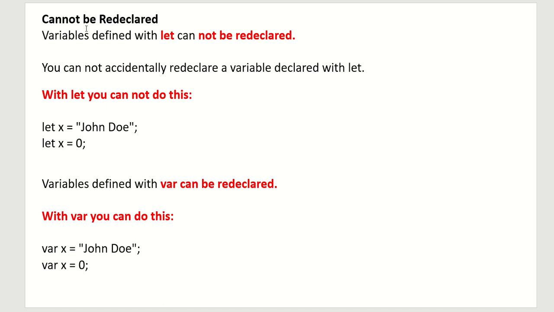Cannot be redeclared, what exactly does it mean? The variables defined with let cannot be redeclared. You cannot accidentally redeclare a variable declared with let. That means with let you cannot do this: let x equal to something and again let x equal to something. No, that is not possible. But variables defined with var can be redeclared. That means with var you can do this: var x equal to something and var x equal to something again. That is possible.